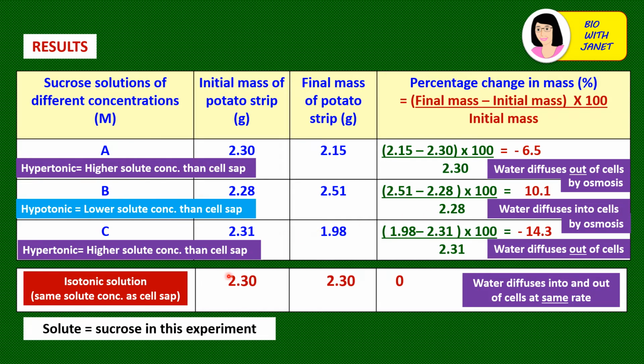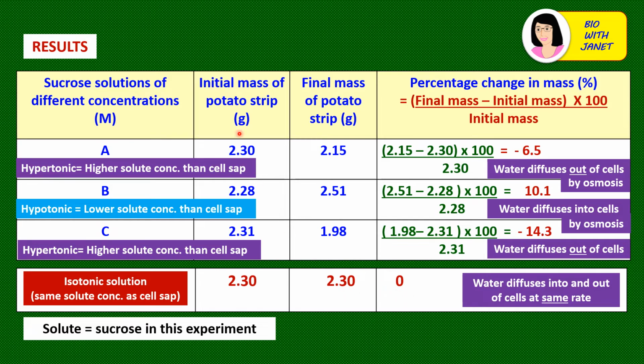Right. Then how about isotonic solution? What happens in an isotonic solution? So an isotonic solution is a solution that has the same solute concentration as the cell sap of the potato cells. Thus, water diffuses into the cells and out of the cells at the same rate, so there is no net gain or net loss of water from the cells. Thus, if the initial mass of the potato strip is 2.30, the final mass should be the same too, right? And the percentage change in mass is 0.